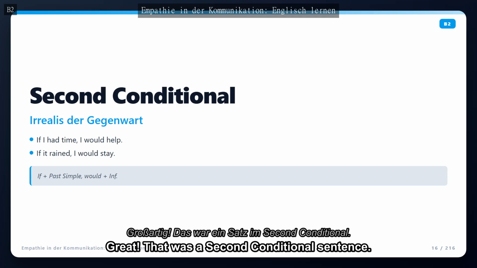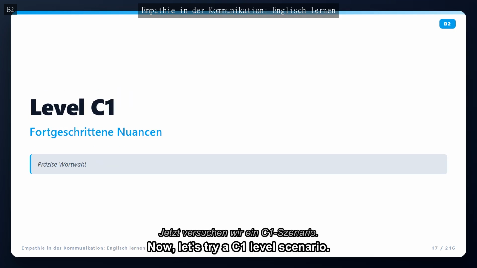Great. That was a second conditional sentence. Now, let's try a C1 level scenario.